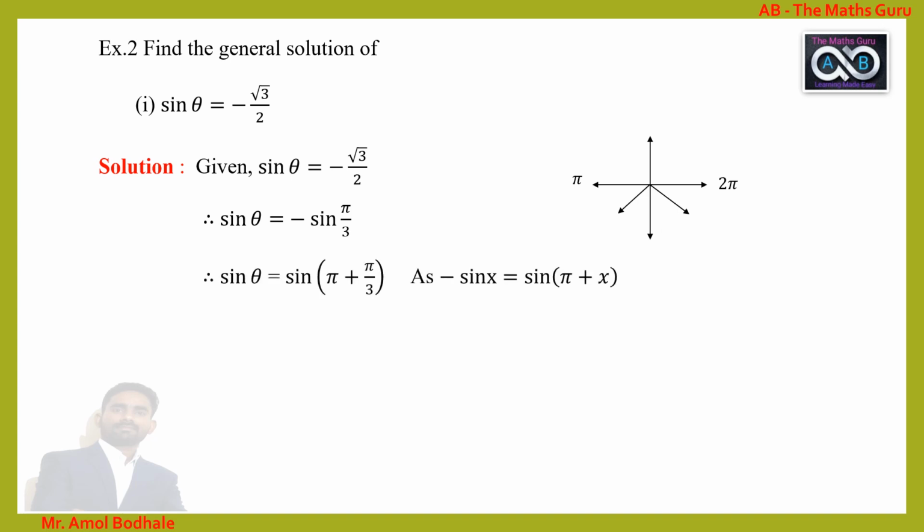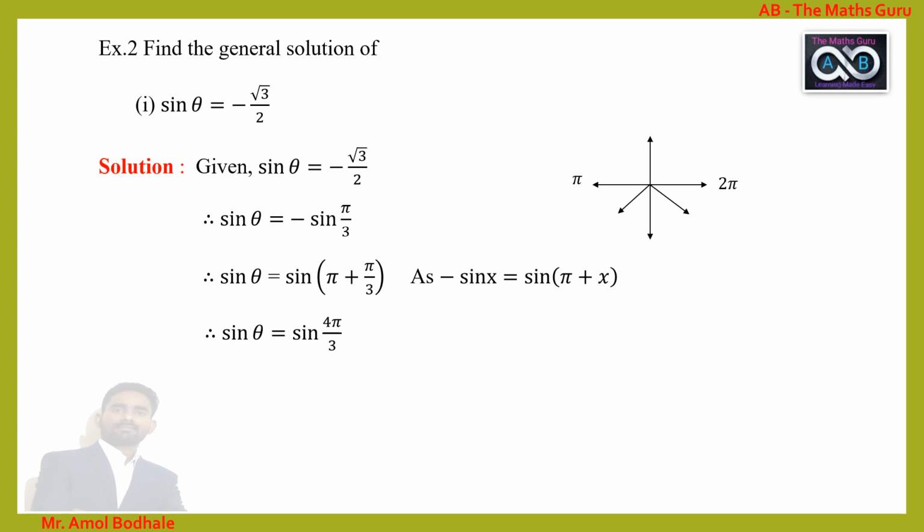So if we use minus sine theta equal to sine of pi plus pi by 3, that means minus of sine x we can write as sine of pi plus x. So therefore we keep sine theta as it is and we replace this minus sine pi by 3 by sine of pi plus pi by 3. So therefore sine theta equal to sine of 4 pi by 3.